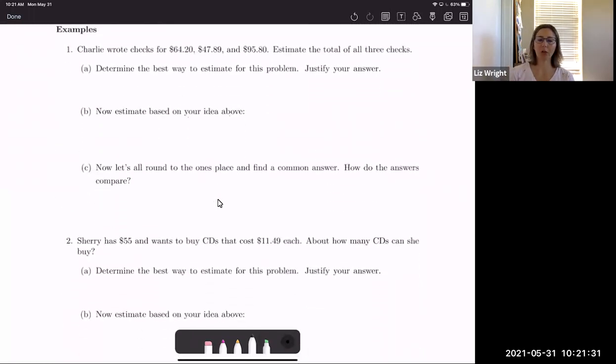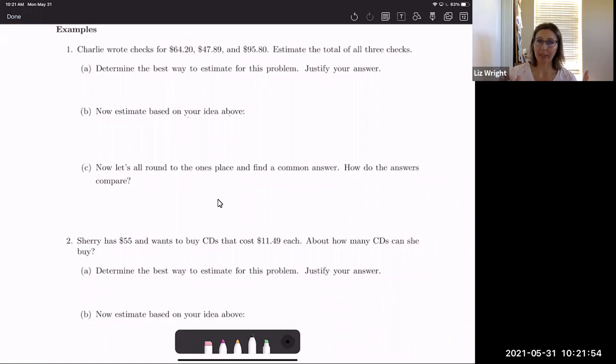Okay, so let's look at our first scenario. So it says Charlie wrote checks for $64.20, $47.89, and $95.80. Estimate the total of all three checks. And again, if we were sitting in class together, what I would have you do is first think about your own estimation method in your head. And then I would have you share it with the person sitting next to you. And then we would talk about it out loud.